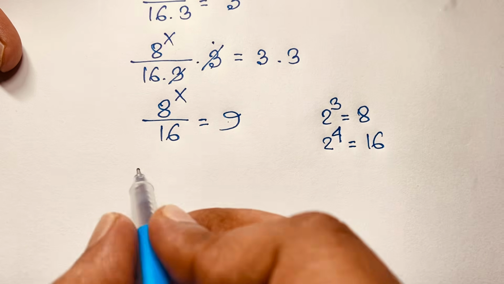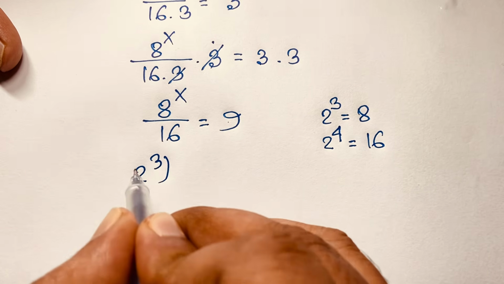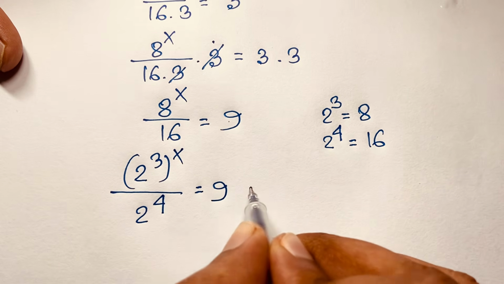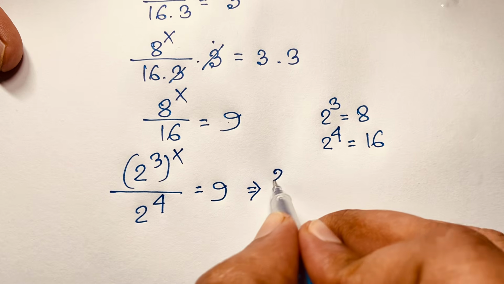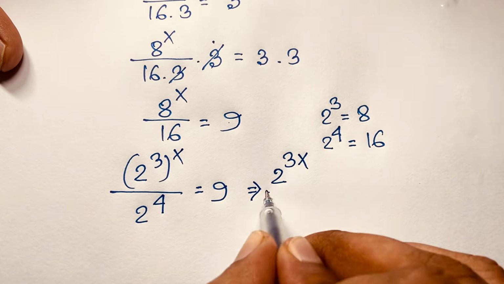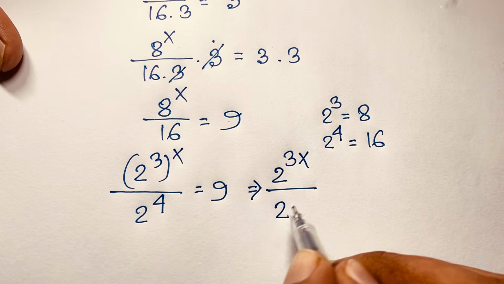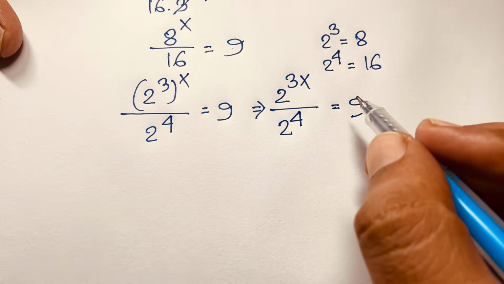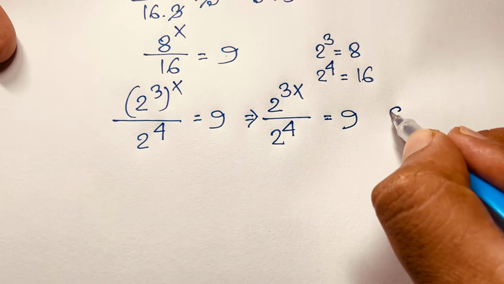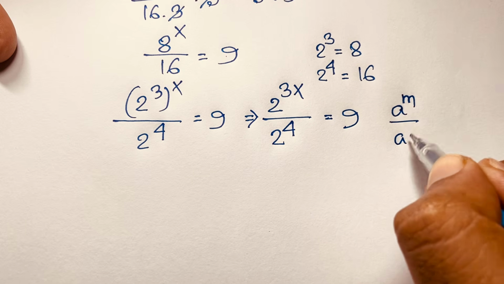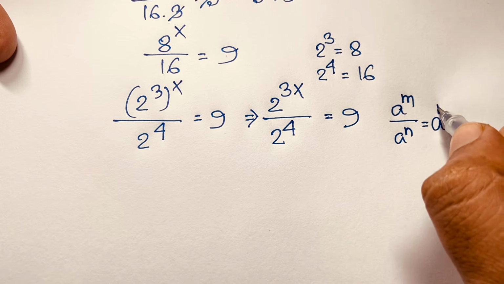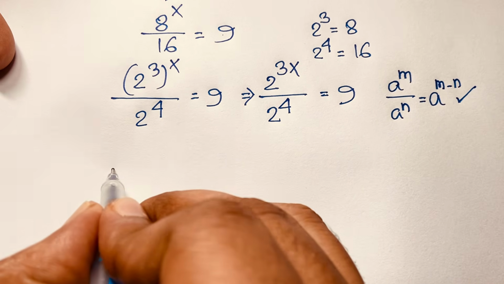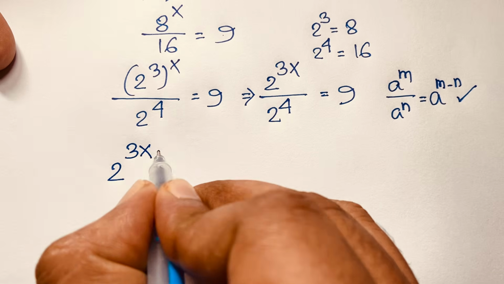So if I evaluate this expression, it will be 2 to the power 3 whole to the power x, over 2 to the power 4 is equal to 9. Then this is 2 to the power 3 times x, this is 3x, over 2 to the power 4, and this is 9. Now according to the exponential formula, we know that a to the power m over a to the power n is a to the power m minus n. If I apply this exponential formula here, this is 2 to the power 3x minus 4.